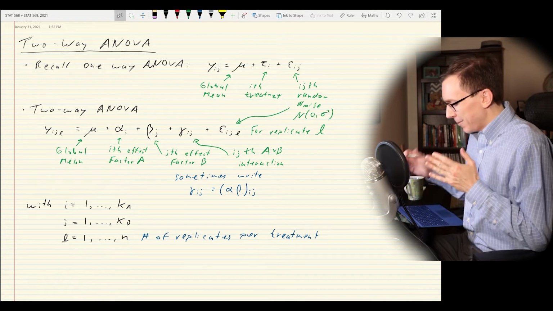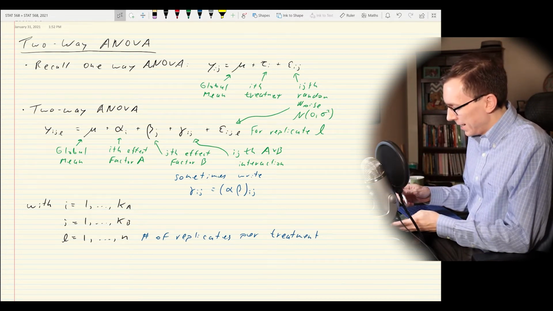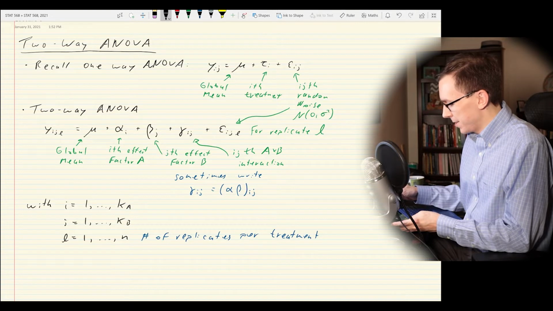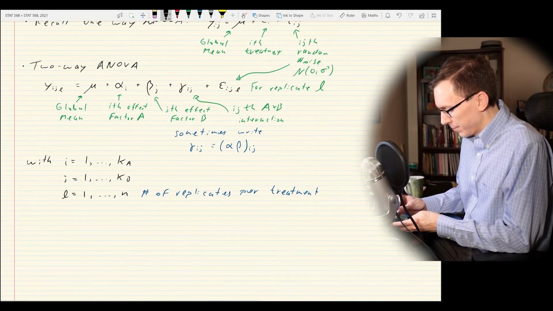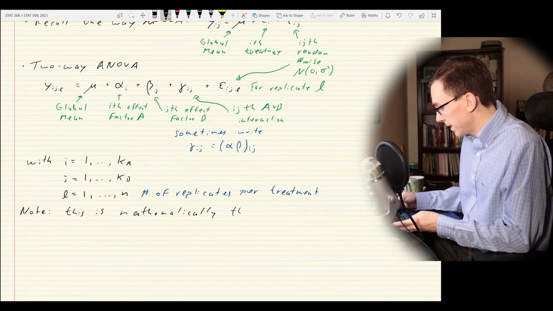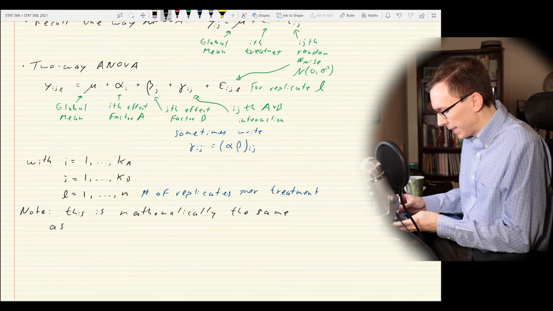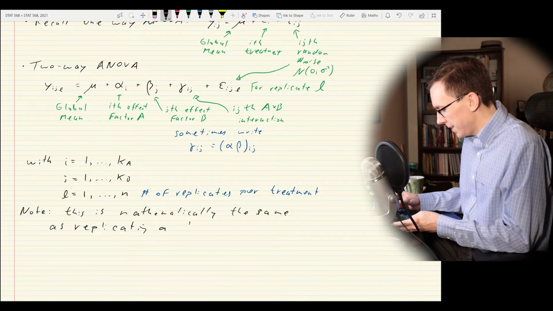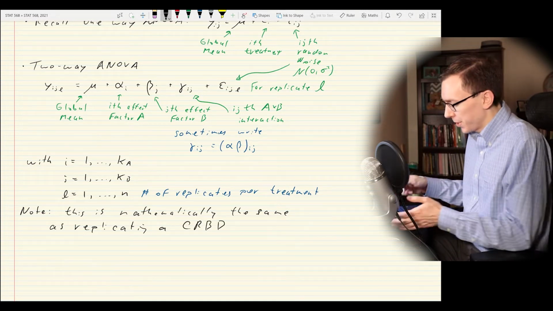Yeah, so we have all of this. Again, one thing just to note, this is mathematically the same as replicating a CRBD, the complete randomized block design from the previous lecture.